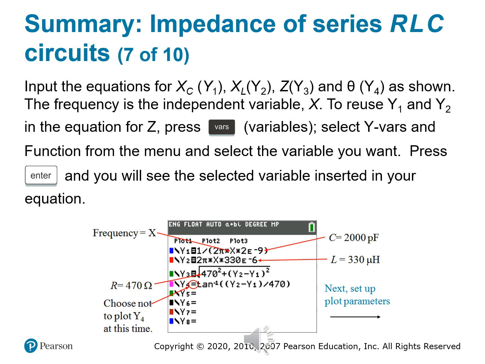You'll start by entering the equations for y sub 1, y sub 2, y sub 3. So remember, y sub 1 is for capacitive reactance, y sub 2 is for inductive reactance, and y sub 3 is for the total impedance. And optionally, y sub 4 for the phase angle theta. Your independent variable here is x, which will represent frequency, and think of x as your dial. You'll be turning it up and down to see how the circuit reacts.